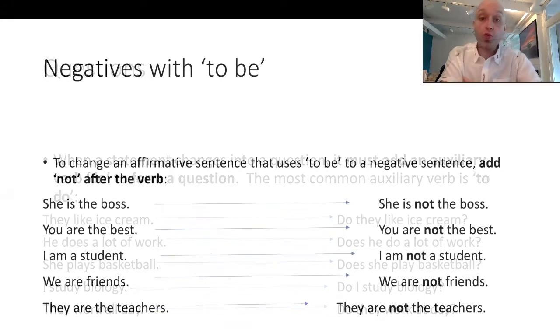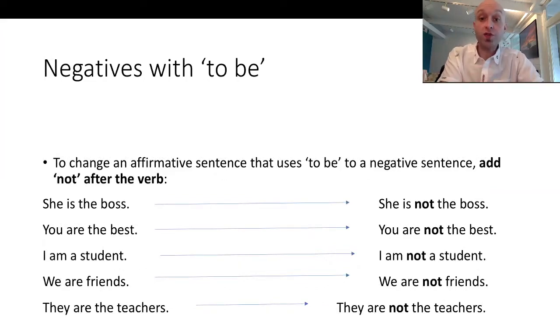The rules change a little bit when we use be in a sentence. To change a sentence that uses to be from an affirmative to a negative, we add not after the verb. Let's take a look at some examples. She is the boss. She is not the boss.